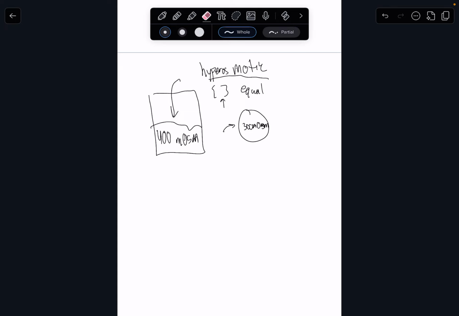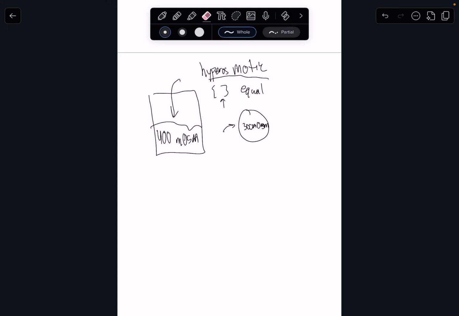And then to describe when the concentration is less than the cell, so we have 200 here and 300 here, comparing the solution to the cell, we would call the solution hypoosmotic to the cell. This is a hypoosmotic relationship. So that's describing osmolarity. It's just describing the total solute concentration of a solution and comparing that to a cell.